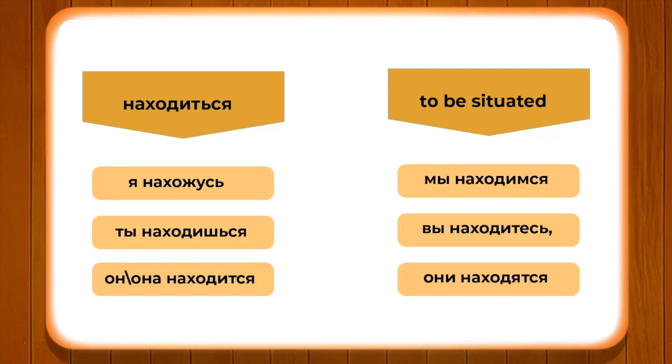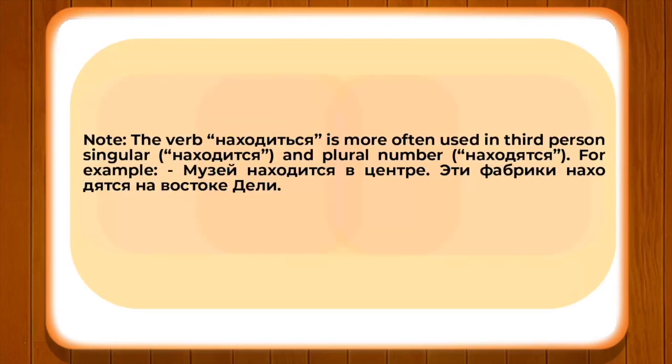Okay, now let's go ahead and pay attention to that находиться is more often used in third person singular and plural number, находятся. For example, музей находится в центре, whereas эти фабрики находятся на востоке Дели. Восток means east. So these factories are situated or located in the east of Delhi.